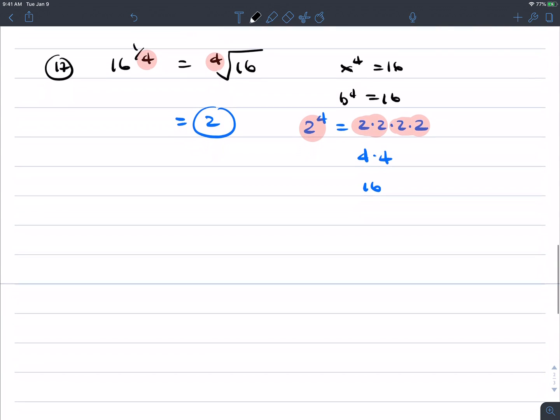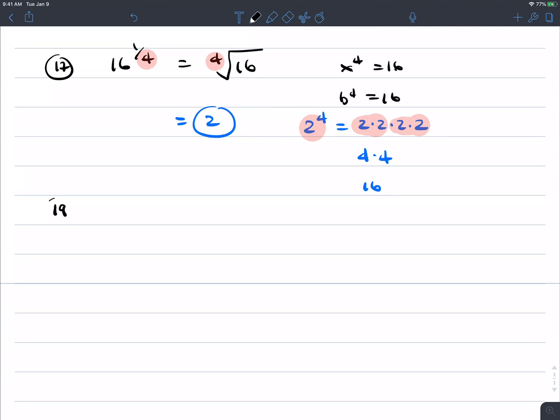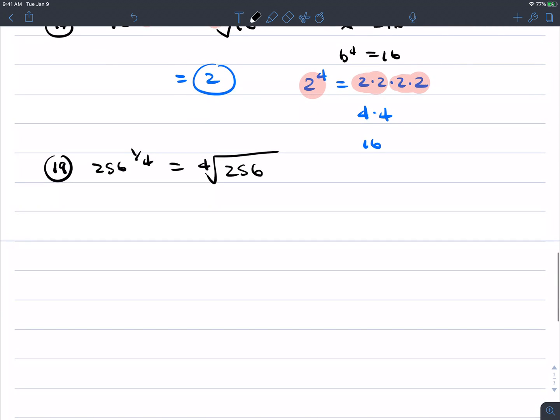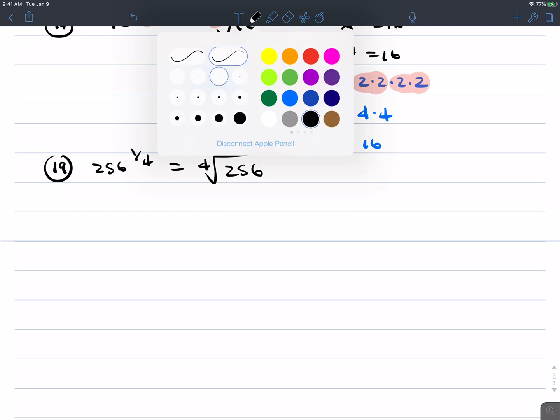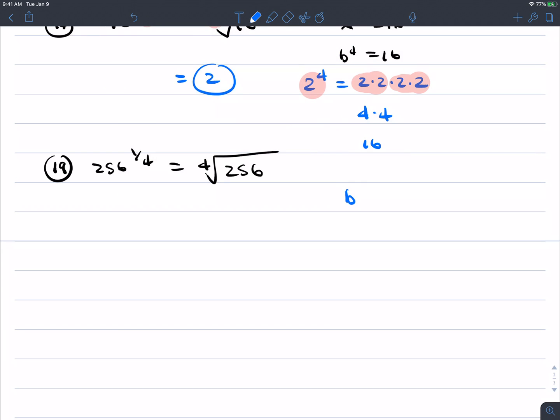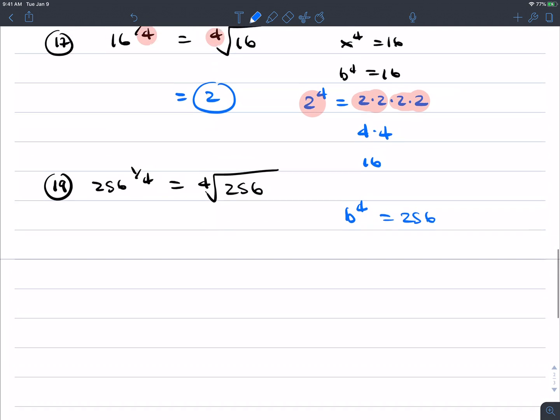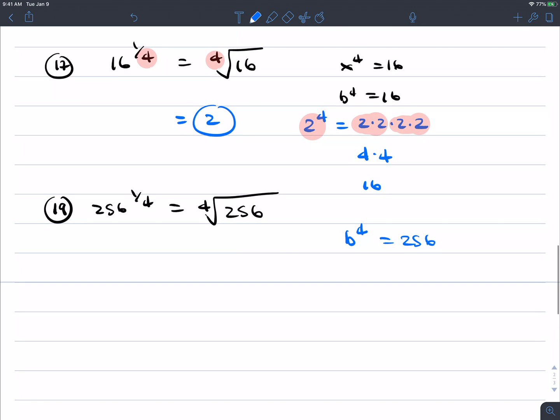No? So 19 now, we have 256 to the 1/4 power. So that's the 4th root of 256. Again, we need a base to the 4th power that gives us 256. Now, I don't know about you guys, but I don't remember what this might be. I know it's not 2 because 2 to the 4th from the prior question is 16.